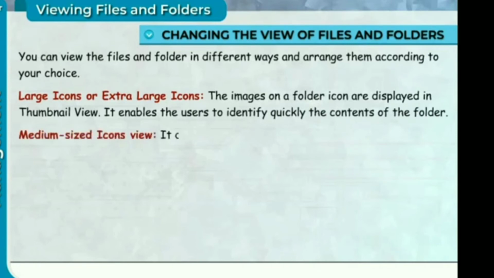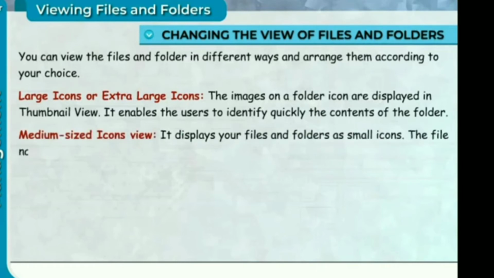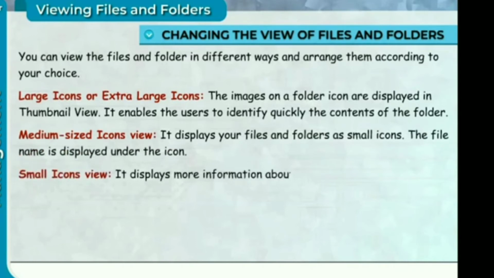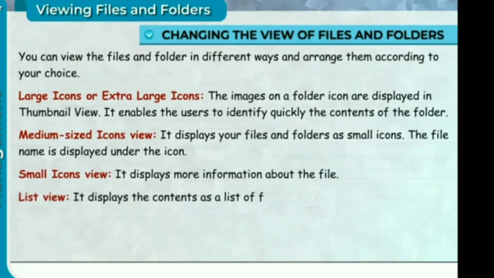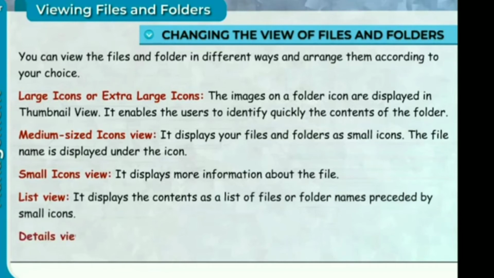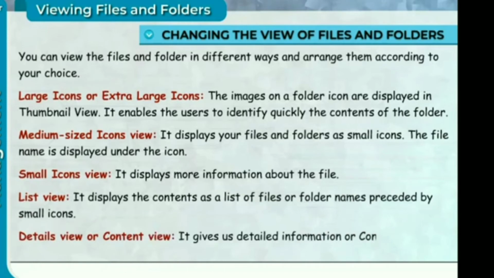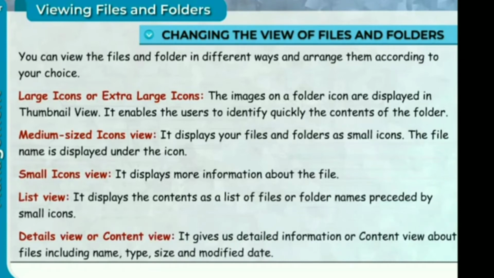Medium-sized icons view. It displays your files and folders as small icons. The file name is displayed under the icon. Small icons view. It displays more information about the file. List view. It displays the contents as a list of files or folder names preceded by small icons. Details view or content view. It gives us detailed information or content view about files, including name, type, size, and modified date.